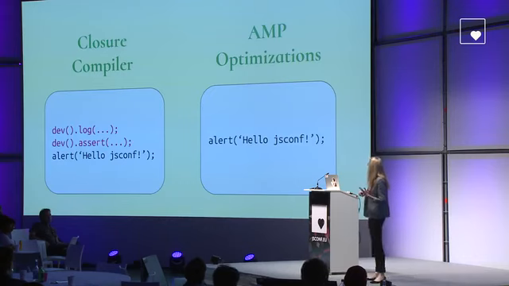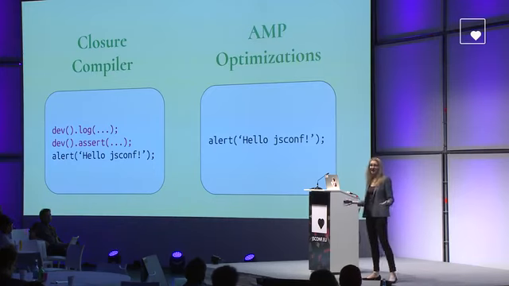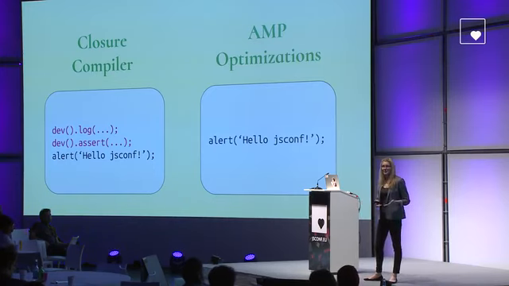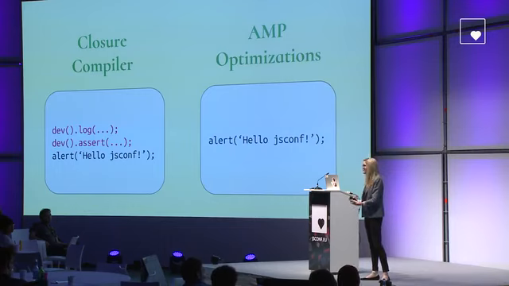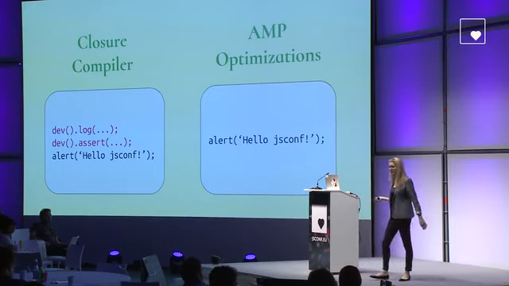And we have our own optimizations that we do on top of the Closure compiler. So we get rid of developer code, such as logs, that you only use for development. But your users, they shouldn't have to download those logs, because they're not going to be useful. So we get rid of those as well.